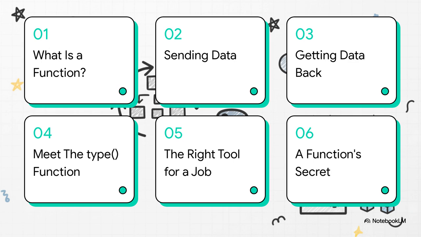We'll start with the real basics, what functions are and how to pass data around. Then we'll switch gears and meet the type function, where we'll look at a super common mistake people make and then reveal a secret identity it's been hiding all along.